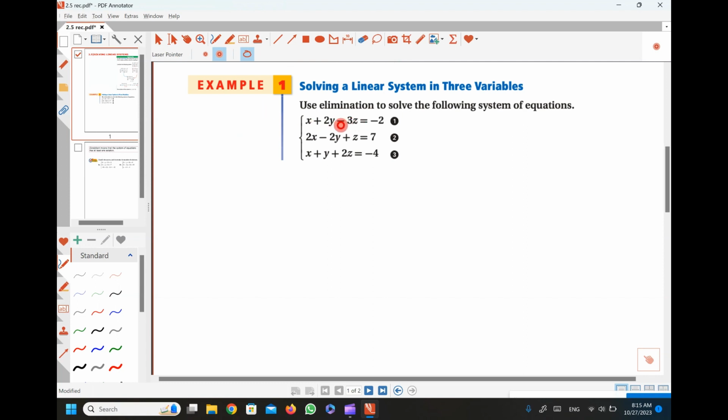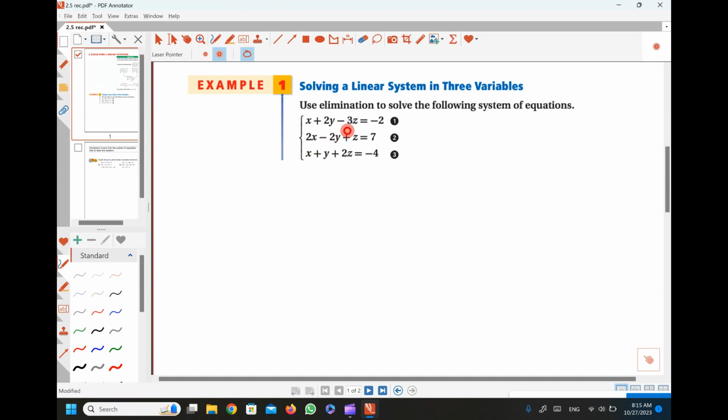Okay, first we are going to eliminate one of the variables. So which variable is reasonable to eliminate? First you think about this. Is it easier to eliminate x or y or z? Look carefully in the equations. Do you see any opposite coefficients?